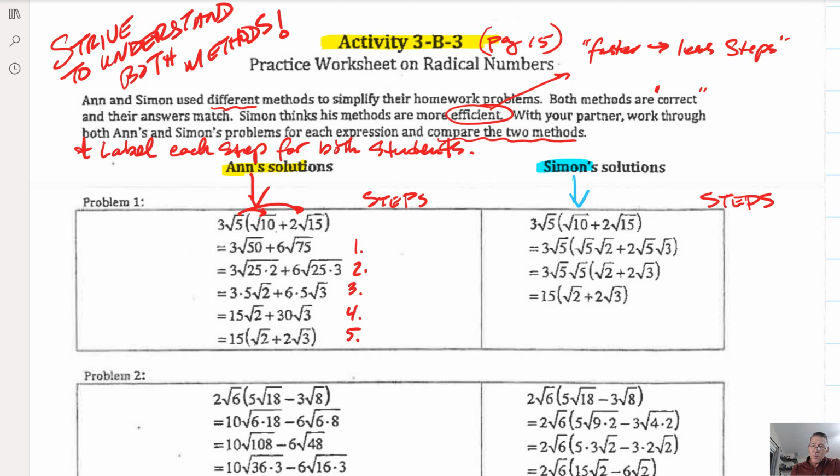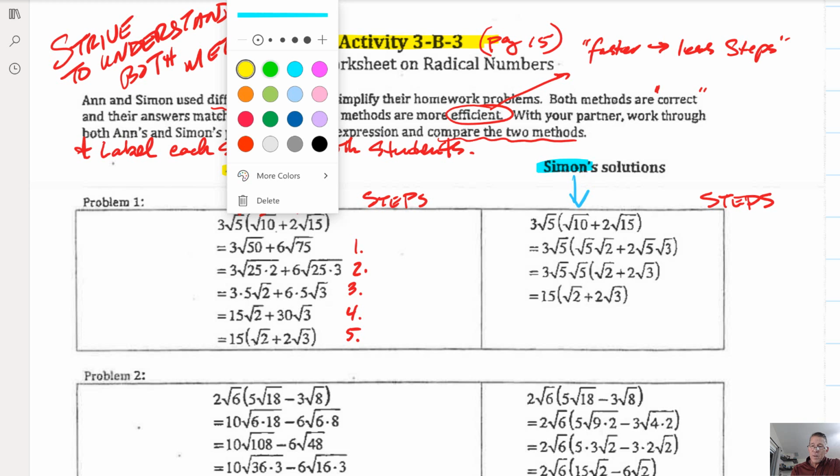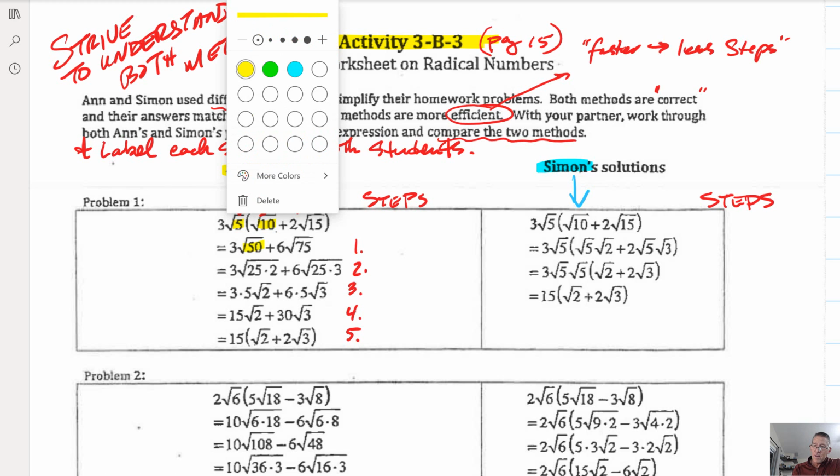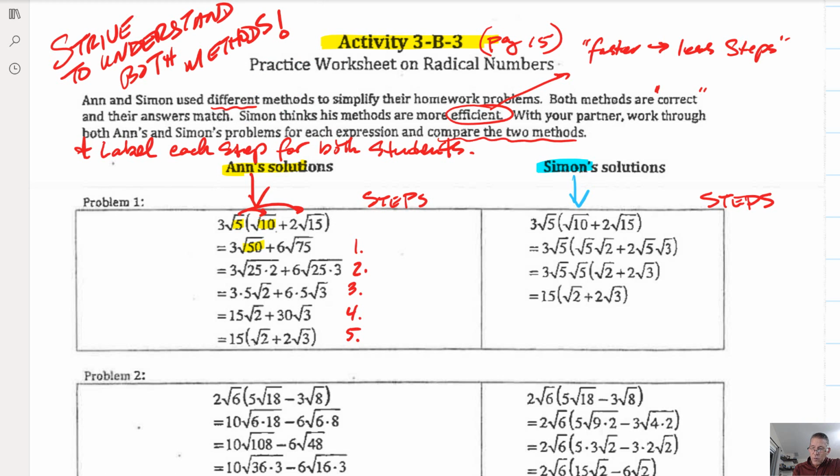So when she multiplied through, which is using the distributive property, root 5 times root 10 is root 50. And then root 5 times root 15 gives you that second root, root 75. So she used the distributive property. Okay, what did she do after that? Well, let me see. 50 changed to 25 times 2. That's called factoring. So she factored each root.